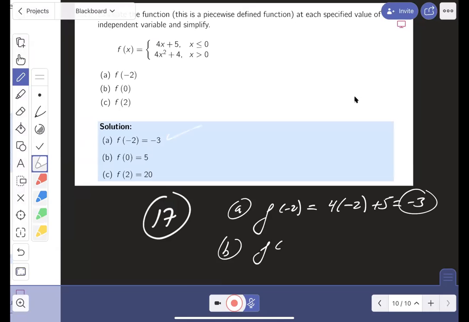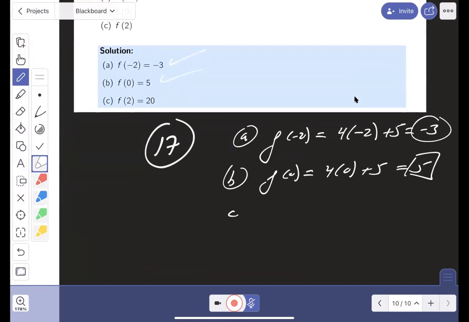F of 0. Well, again, which one of these two pieces would allow me to touch 0? It's still the first one. So what do I get? 4 times 0 plus 5, which is 5. That's over there. What's f of 2? That's C. I'll put it down for you.